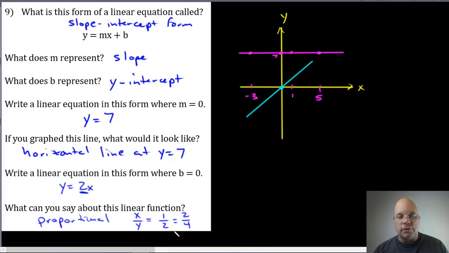You don't have proportions like this when the y-intercept has any non-zero value. And so this is significant: when your linear equation passes through the origin, you have a proportional relationship.